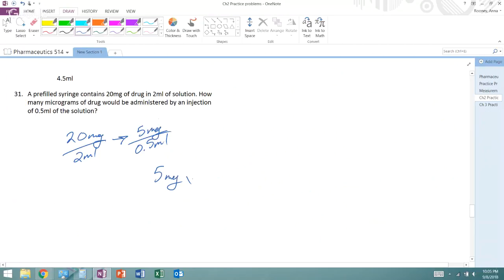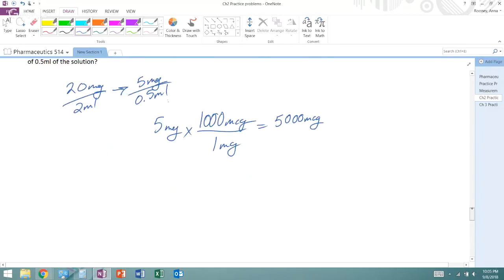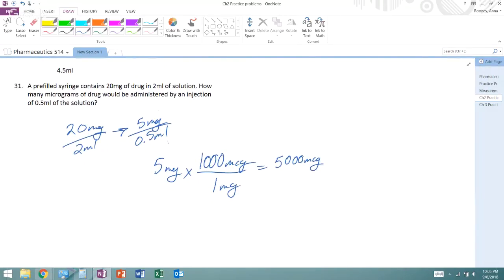So 5 milligrams, 1,000 micrograms per 1 milligram is equal to 5,000 micrograms. And they're not asking how many micrograms per milliliter, it's just how many. Yep. So we got that right.